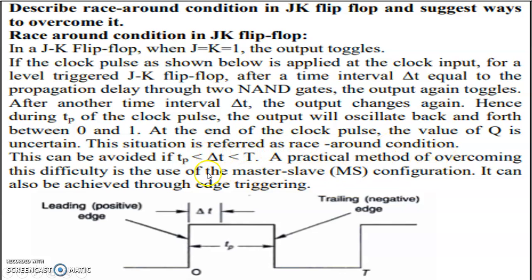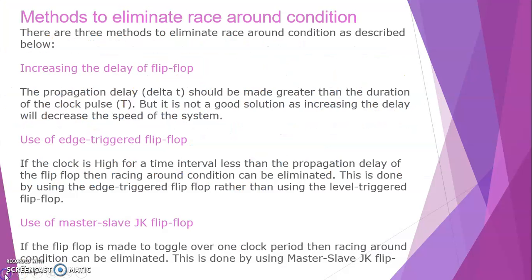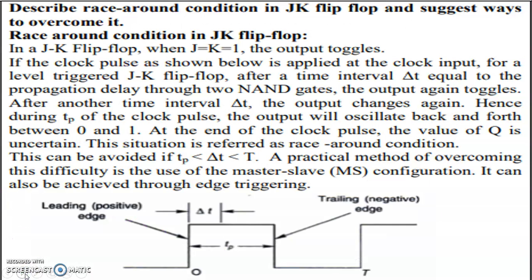So you can avoid this if Tp is less than the propagation delay. A practical method of overcoming it is to use the master slave. As I told you previously, you can use a master slave configuration, in which you toggle over one clock period. It is done by the master slave JK flip-flop. So the race around condition can be overcome.